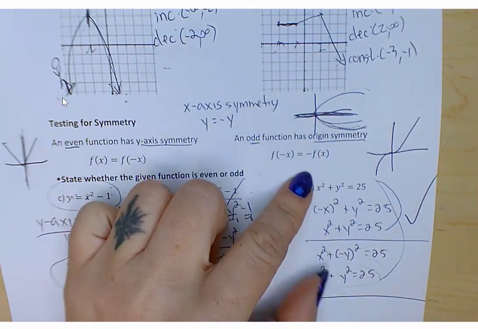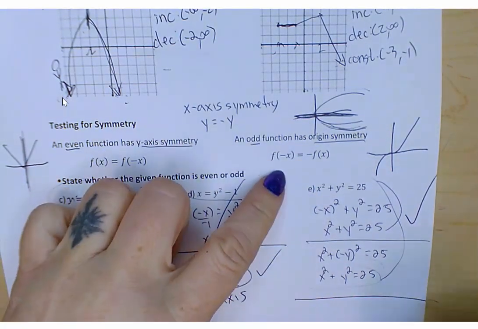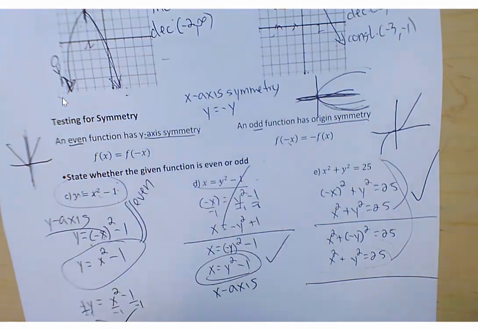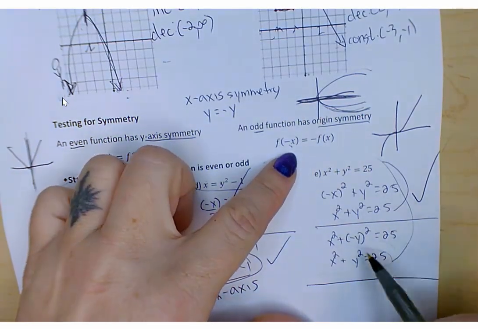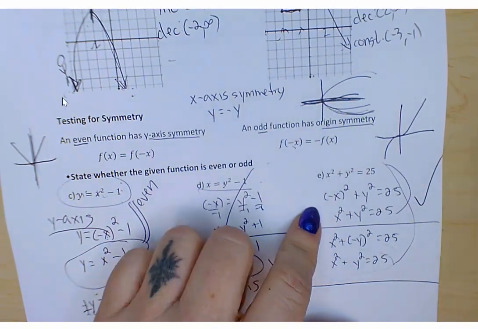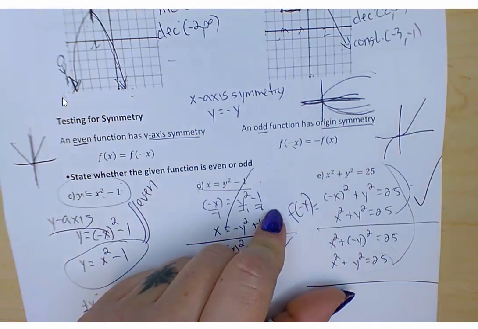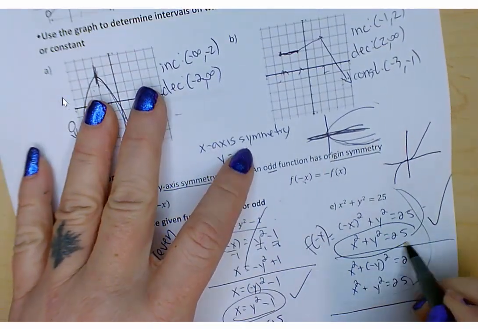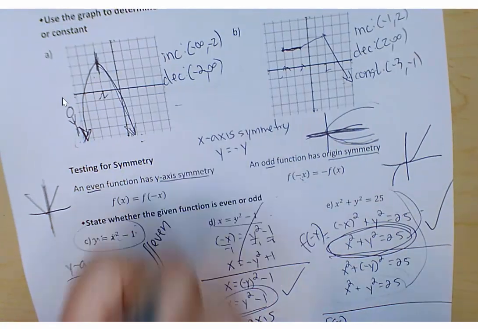Origin symmetry, or an odd function, is both of them together. It says, does f of negative x equal negative f of x? So f of negative x, we just did that here. We plugged in a negative x right over here and tested it. This is what f of negative x is equal to. So we are testing to see, is this the same thing as negative f of x?